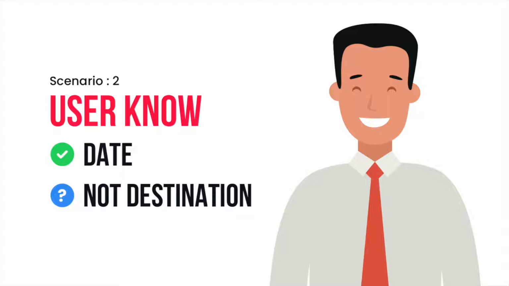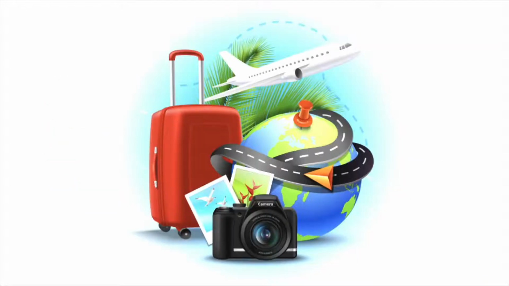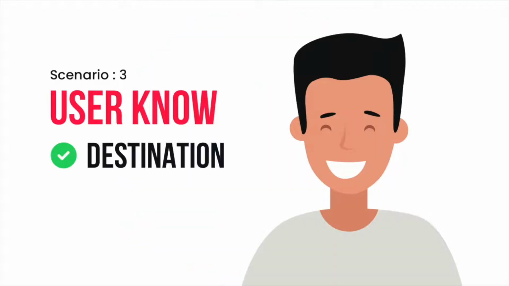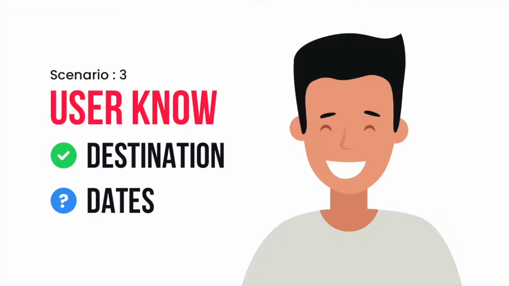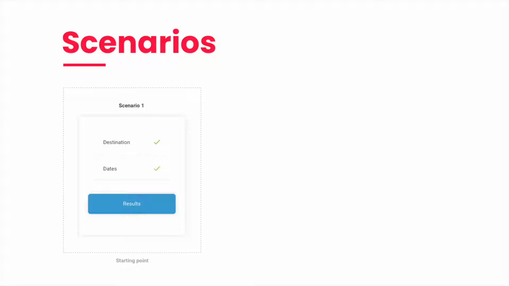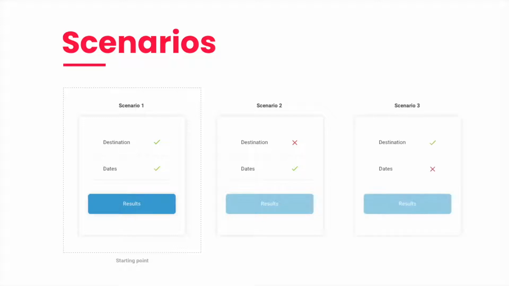For example, you work in a company and have a holiday next week on Friday. Then mostly people plan a small weekend trip in such a way. So people know when they have to go but don't know where to go. Third scenario is user knows the destination but not the date. People plan that we have to go to Goa, Manali or Shimla but they don't know when to go. So this is the third scenario. Like user knows date and destination. Second scenario is user knows date but not the destination. And third scenario is user knows destination but not the date.